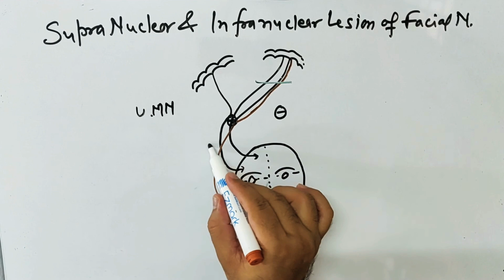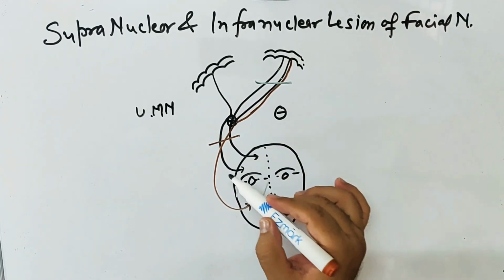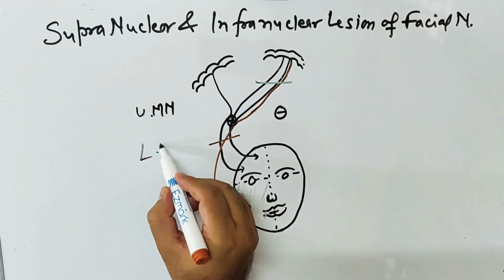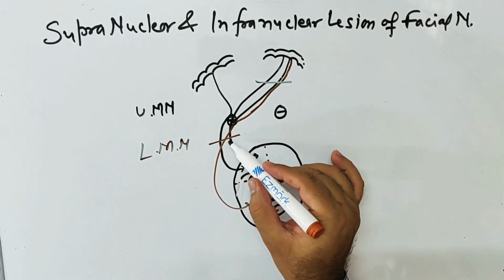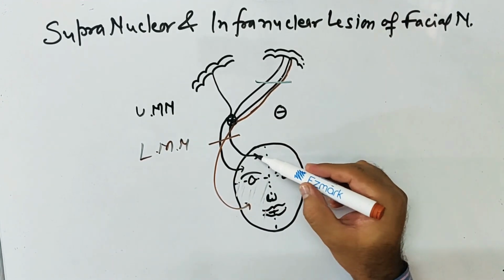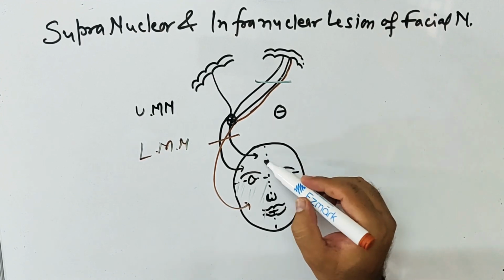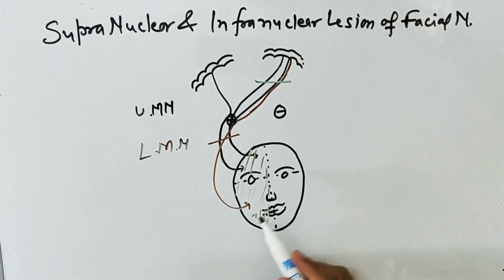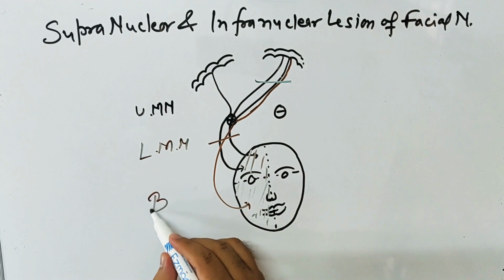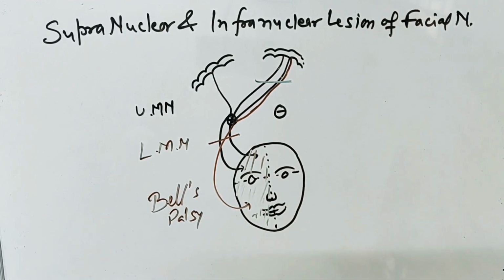If the lesion is here, below the facial nerve nuclei, then this is a lower motor neuron lesion. If the lesion is here, then the same side, both upper and lower parts, are paralyzed. So this is a lower motor neuron lesion. One example is Bell's palsy, and several other examples are also present.